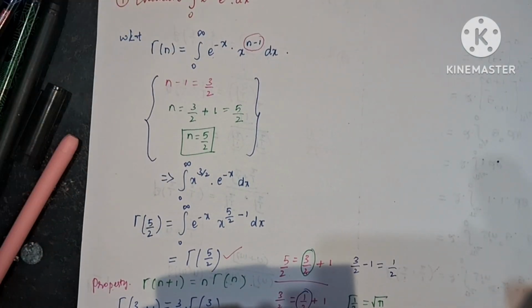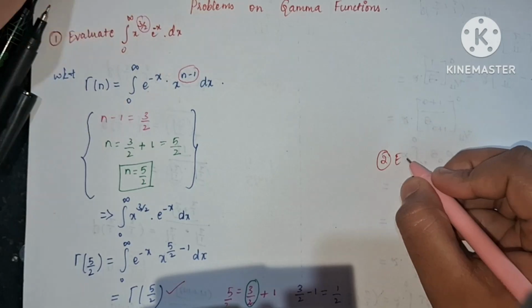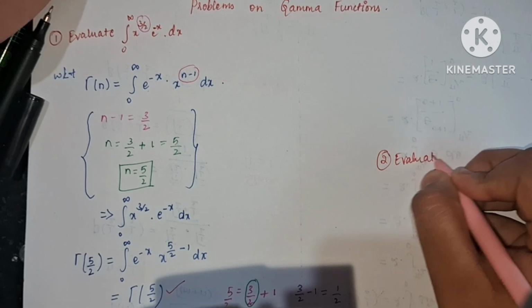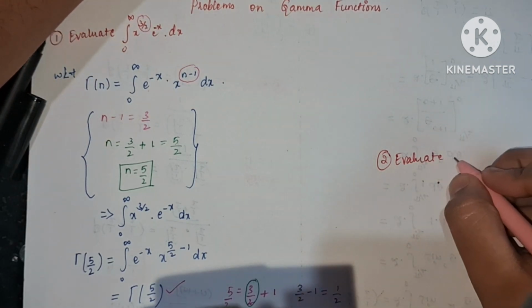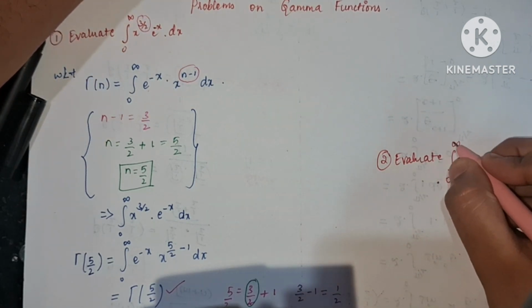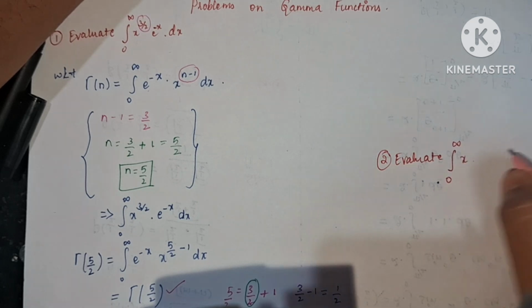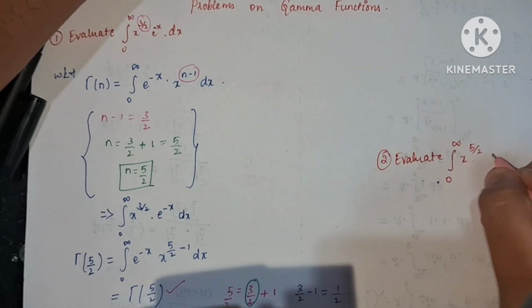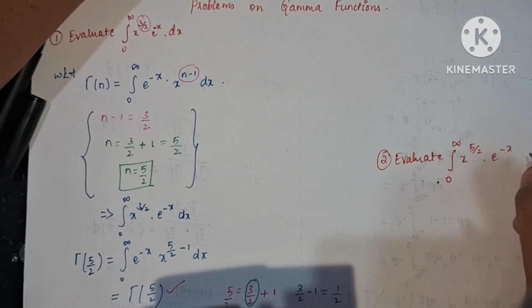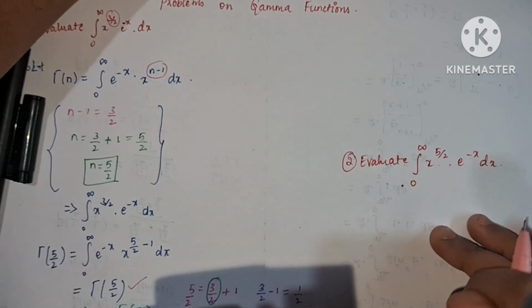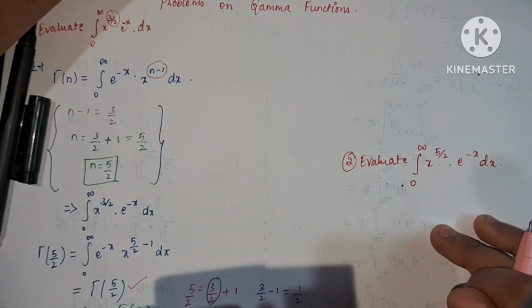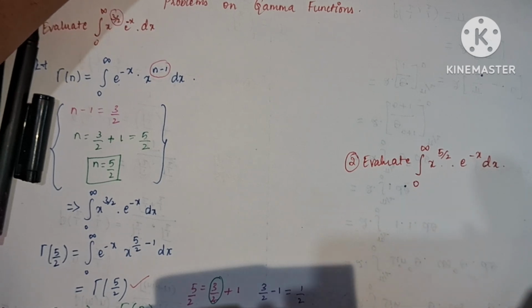So I will give one problem for homework so that you will understand if you solve that problem. Evaluate the integral 0 to infinity x to the power 5 by 2 into e power minus x dx. Okay, this is your homework problem. Kindly solve it and put your answers in the comment box.